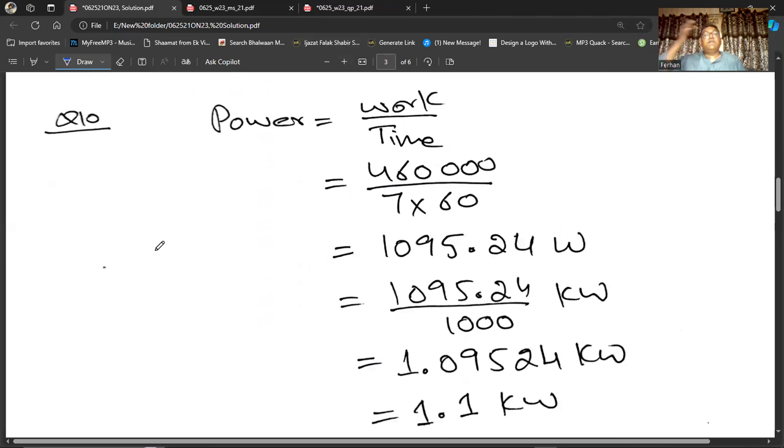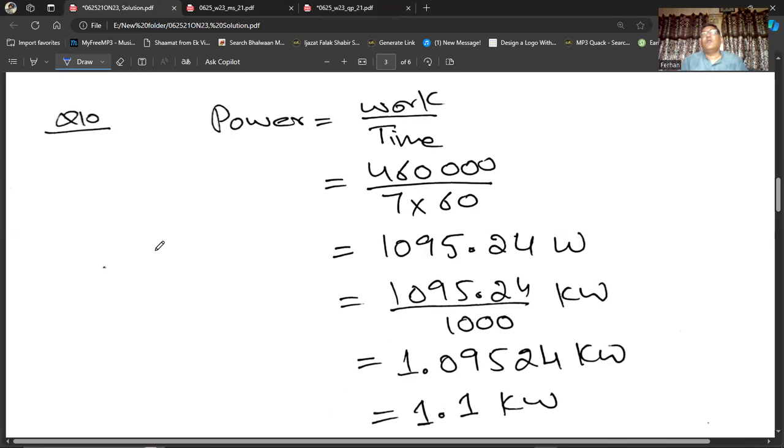Okay, now the power is equal to the work divided by time. So work done here is 460,000 joules and the time taken is 7 minutes, but the time should be taken in seconds. So that's why I will multiply 7 with 60. So you will have 460,000 divided by 7 divided by 60. So you will get 109.24 watt.